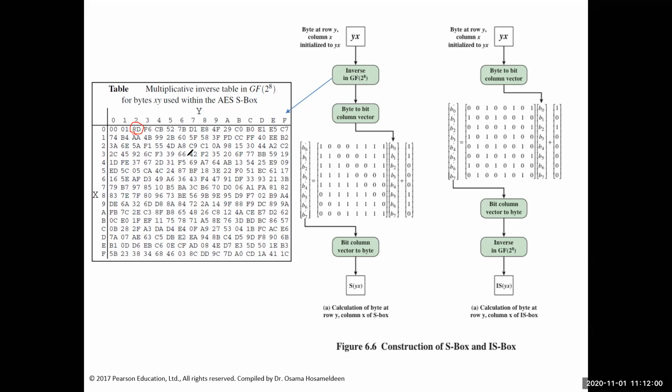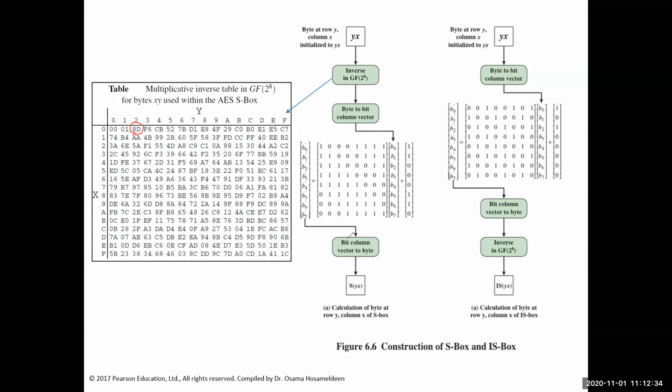The name of the algorithm is the Euclidean algorithm. I cannot do that manually. I have to make a computer program to do it. So the calculation is not simple. We have to use the Euclidean algorithm to calculate this table, and then get this one byte to bit column vector, and then use this matrix multiplication together with the bytes that I get from here.